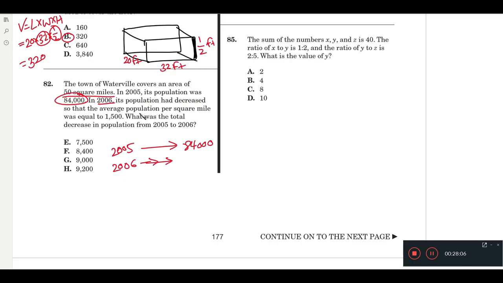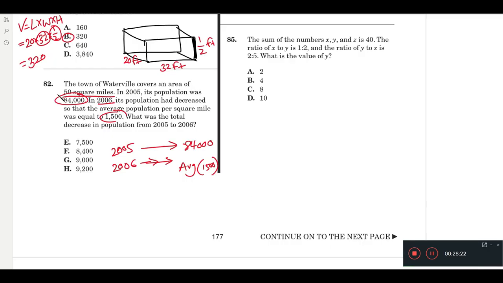So the average population per square mile was 1,500. Now the average population was what? 1,500 per square mile. And how many square miles can we multiply that by?